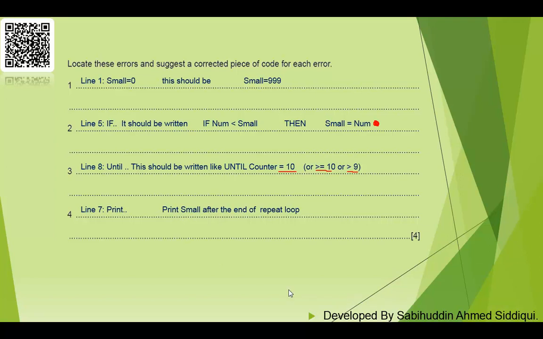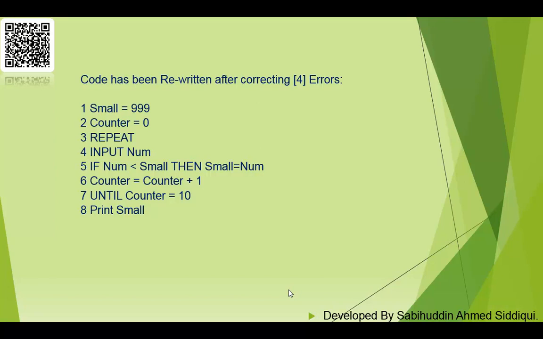Now moving on to the next question. Now you have rewritten the solution for the previous question, error correction section B. small equals 999, counter equals 0, repeat. The loop construct starts over here, then input number, if number less than small, then small equals number, then counter equals counter plus 1, and so on, until counter equals 10, and the last is print small, which is the smallest number found in the session of 10 numbers.